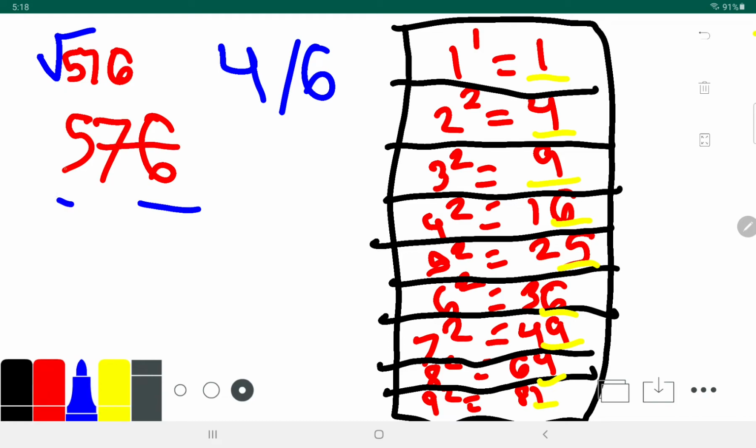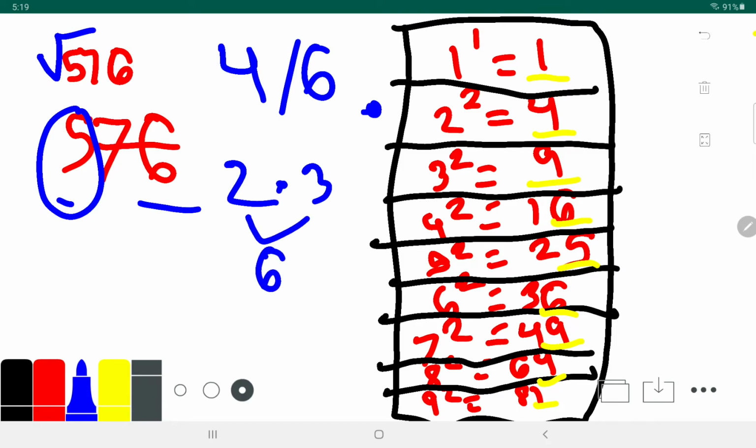Then you're going to cross out the last two digits. So now you just have a 5. Now you're going to want to look for the number that is lesser than 5 but is closest to 5. So we find 2 because that's the square root of 4. So then we're going to have 2. And then we also have 3. We have to multiply the number below it, 2. So we have 2 times 3, which is 6.